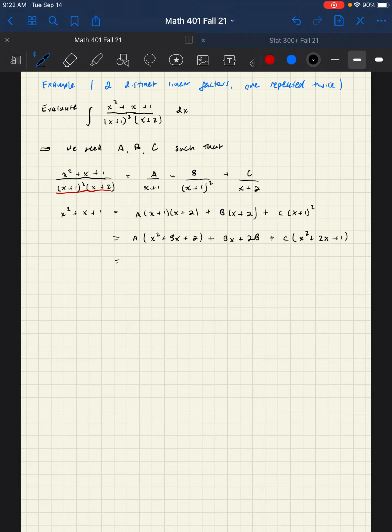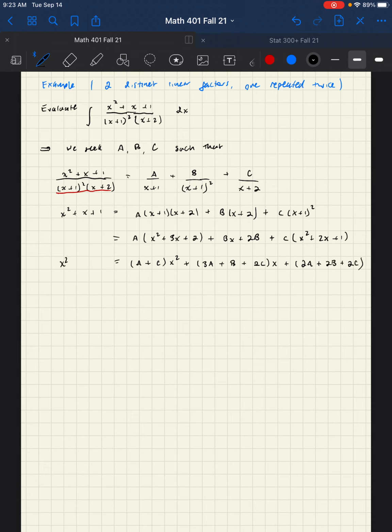Anyway, all right, so let's see. We do have some x squared terms on the right side, some x terms on the right side, and some constant terms. So let's just go ahead and combine those. So we get (A plus C) x squared plus what looks like (3A plus B plus 2C) x plus 2A plus 2B plus 2C.